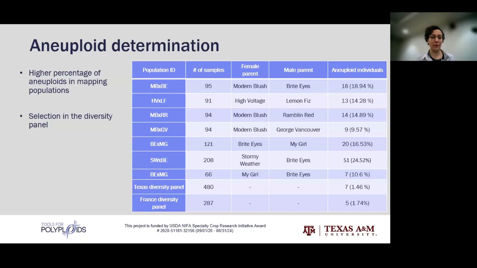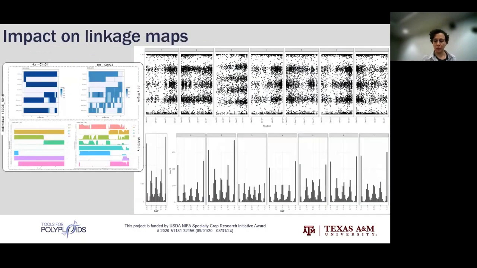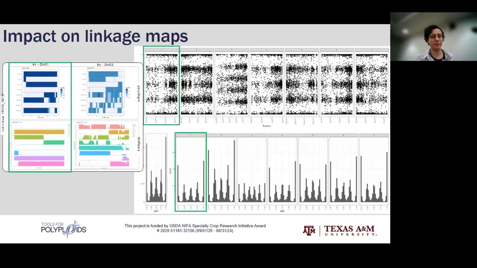So from mapping populations, we had even 24% of the samples having some type of aneuploidy. And in the diversity panels, 2%. And we also built the maps for the mapping populations and checked what happened in the estimated haplotypes in this type of situation when there's an aneuploid or more copies than expected.